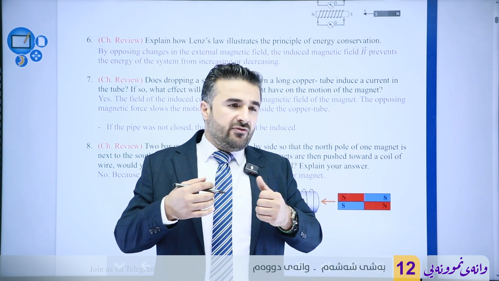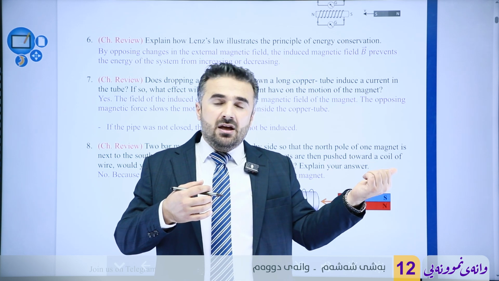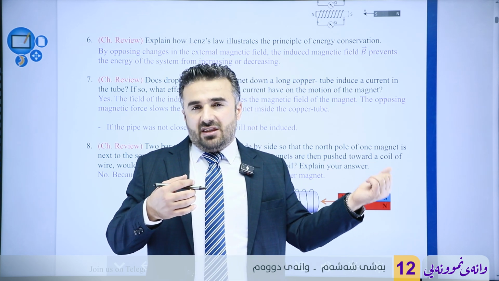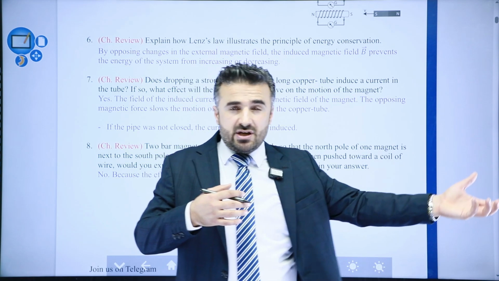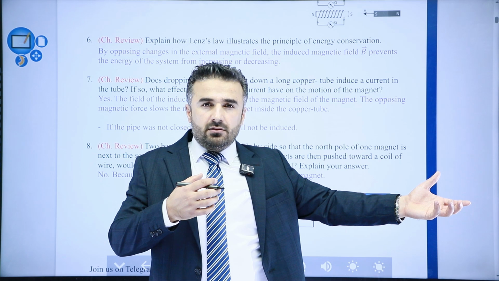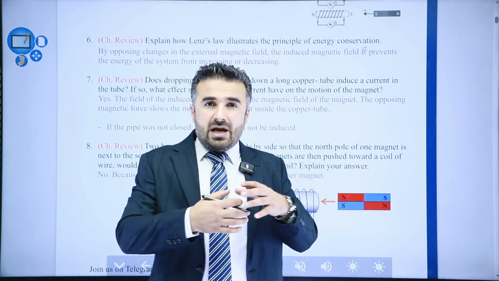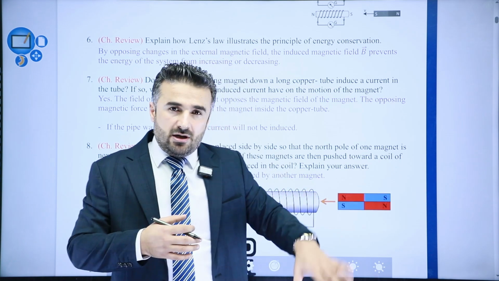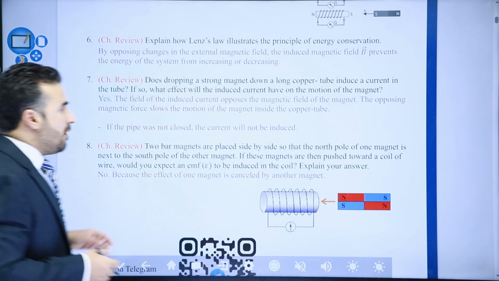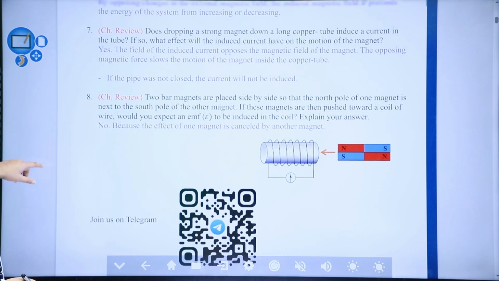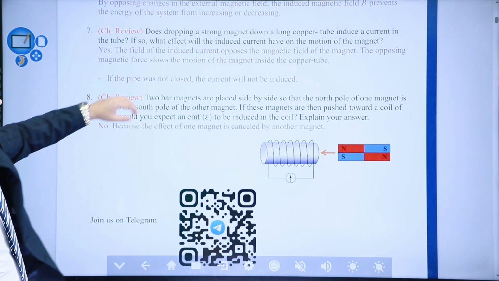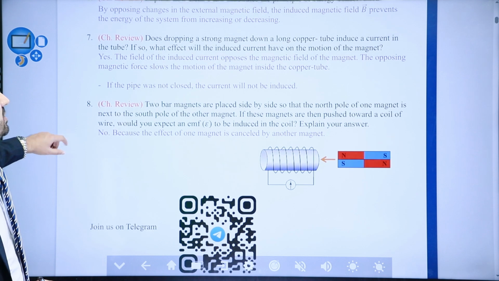But once the bar magnet moves away, this external magnetic field is now about to decrease. So how do you oppose that? How do you keep it the same? By opposing this so that the total does not become less. This is how we can keep the total always the same, and that is conservation of energy.